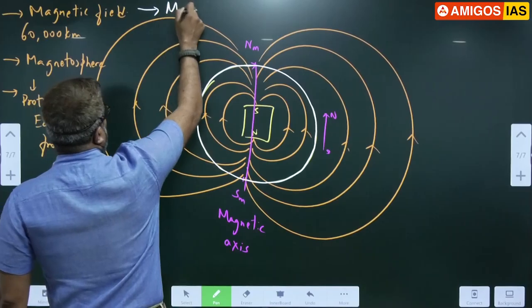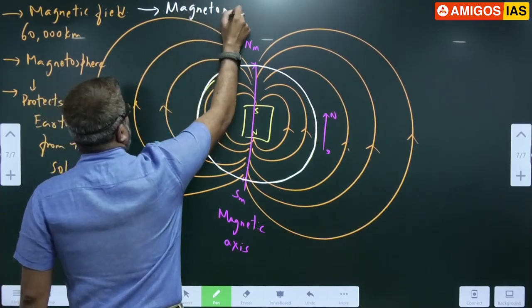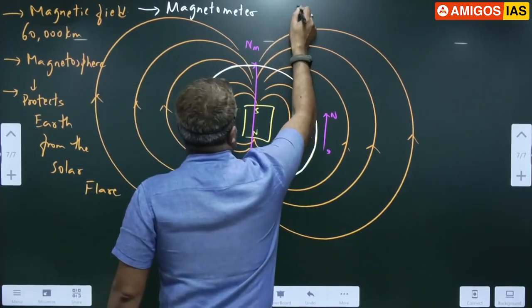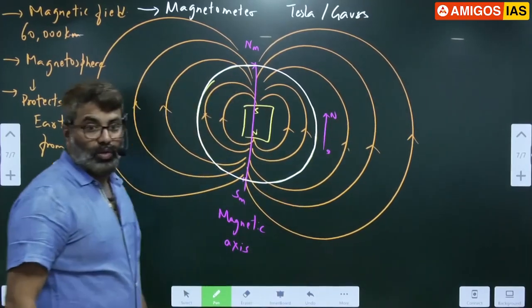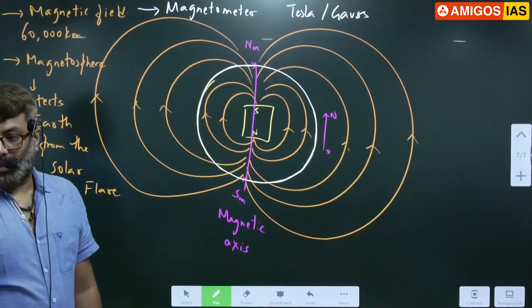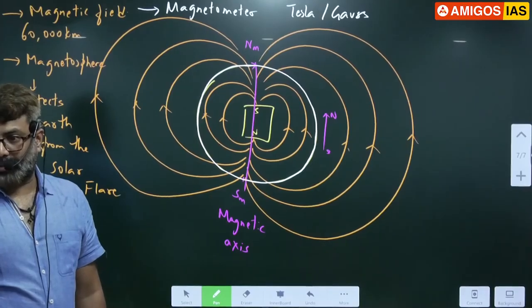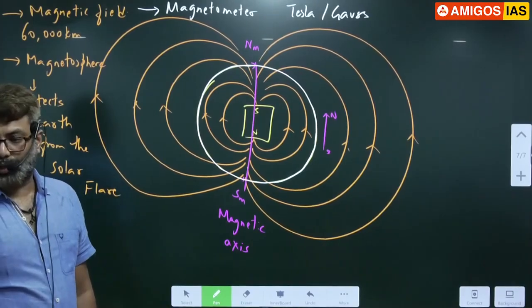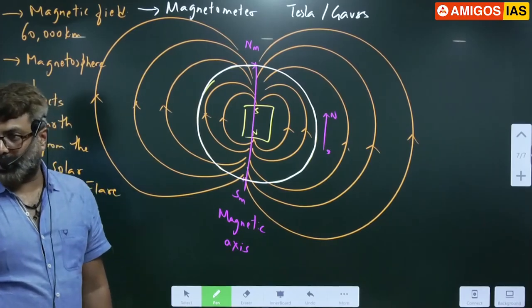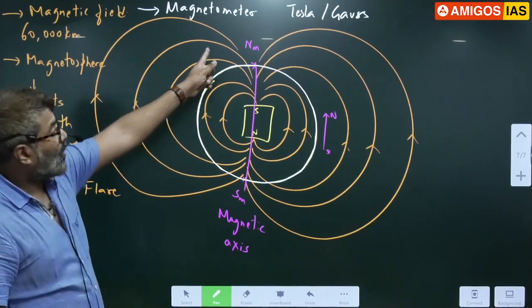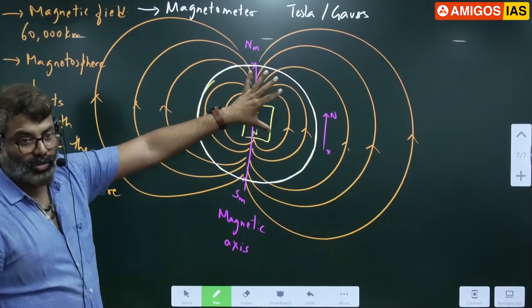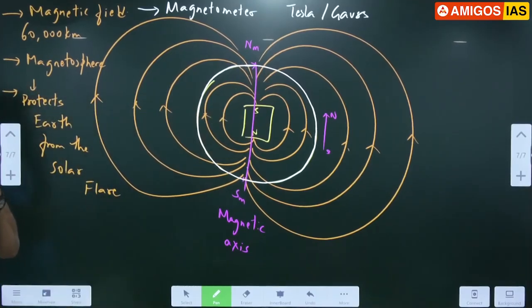is measured using a magnetometer. Please write magnetometer. Unit: Tesla or Gauss. Gravity is measured using a gravimeter, in either milligal or Newton or meter per second square. That is gravity. Magnetic field is measured using a magnetometer. Unit is either Tesla or Gauss. Scientist names. Okay.